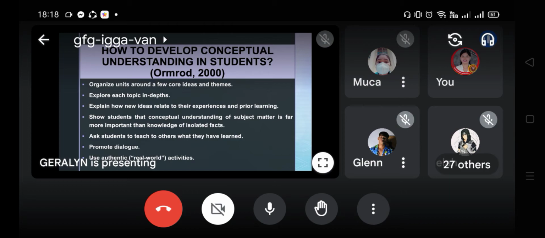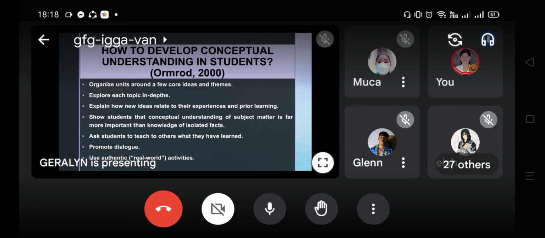And promoting dialogue. Promoting dialogue. This is very important. Not dramatic dialogue, not a role play, but real life dialogue. Communication with their co-students. Ingon na lang good. Give them a topic and then allow them to talk to each other. That is also promoting dialogue. Role play is not promoting dialogue.